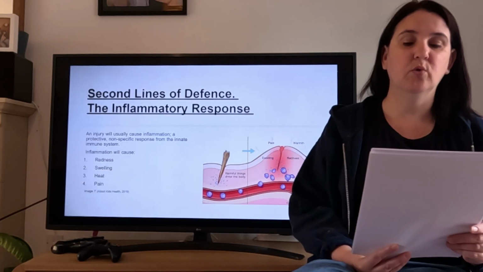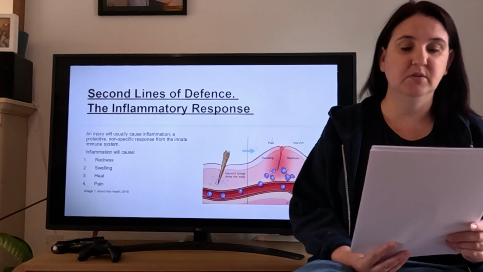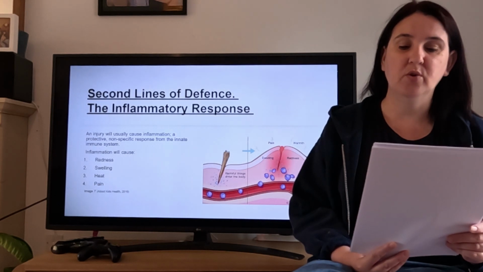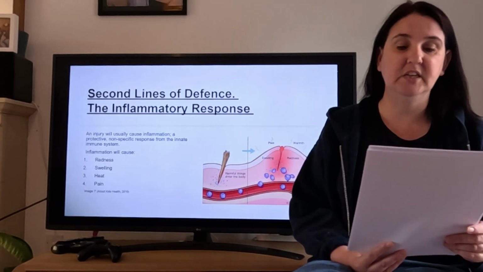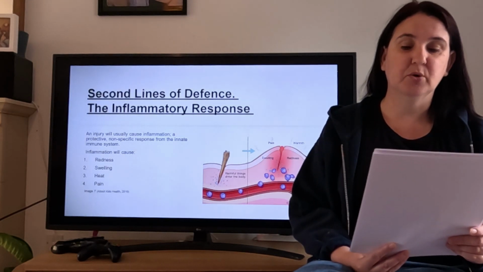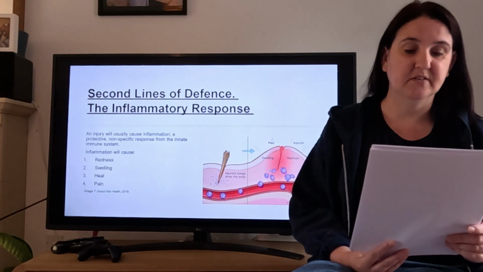An injury will cause inflammation, a protective, non-specific response from the innate immune system. Inflammation will only occur in vascular tissue, and its purpose is to help seal off the injured area, stopping infection from spreading, as well as starting off the wound healing process.